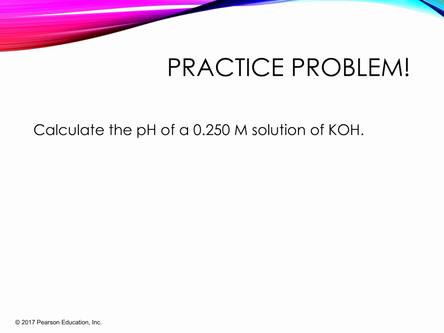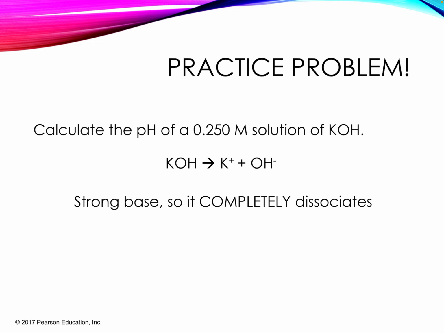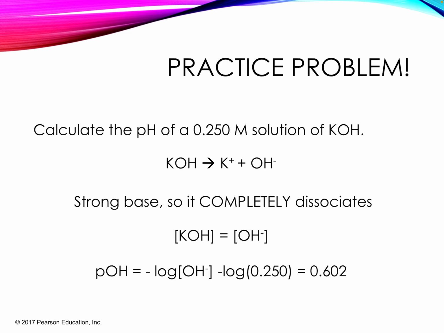Okay, so we have this 0.250 molar solution of potassium hydroxide, and we are going to assume the potassium hydroxide completely dissociates in water. So that's giving us K+ and OH-. If we have a 0.250 molar solution of potassium hydroxide, we know that we are going to have a 0.250 molar solution of hydroxide. So we can use that directly as our concentration of hydroxide. And so we can find the pOH, be careful there, right? Because this is hydroxide, we are finding the pOH, not the pH. So when we take the negative log of our hydroxide concentration, we are getting 0.602.